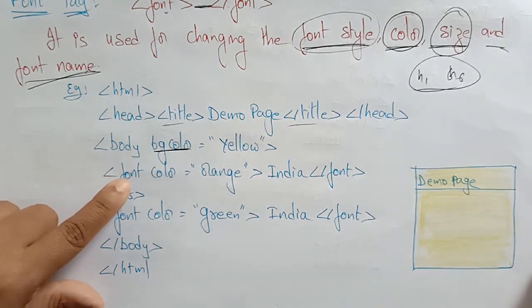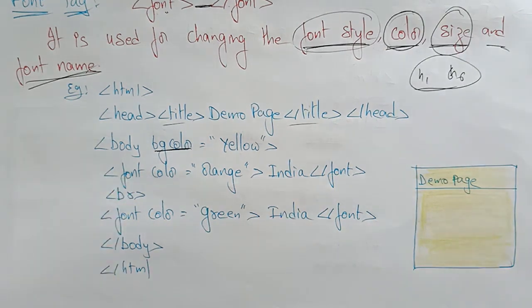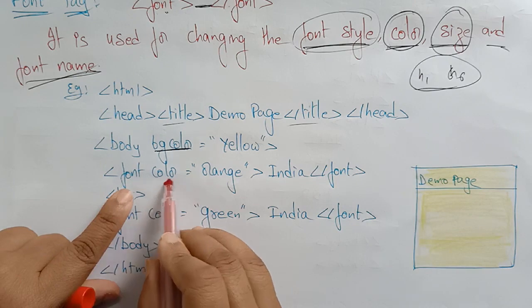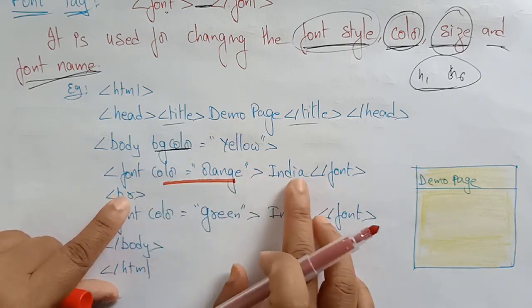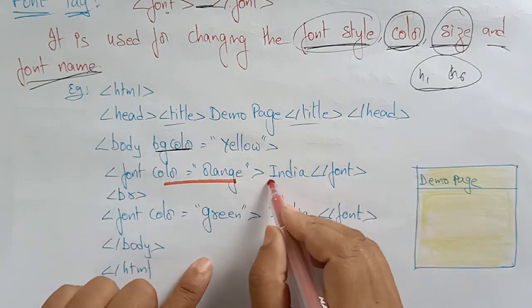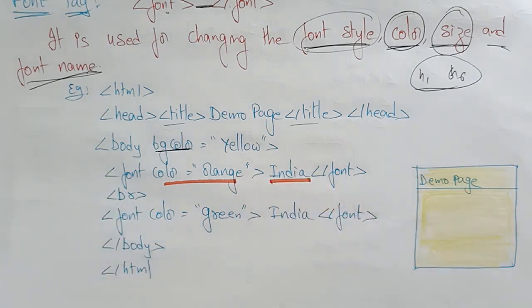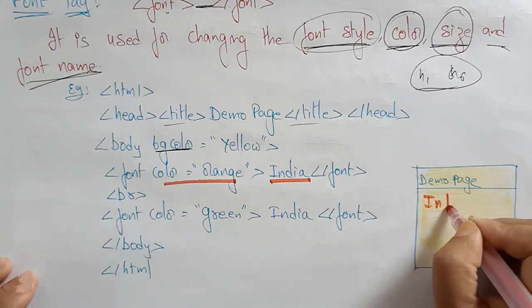Okay, so next the font color is orange. In orange the color has to be printed, like India. So the font color I have written here is orange. Whatever message is present between the font open as well as the close, that message should be printed in orange color. So it prints as orange color, in India, like this.